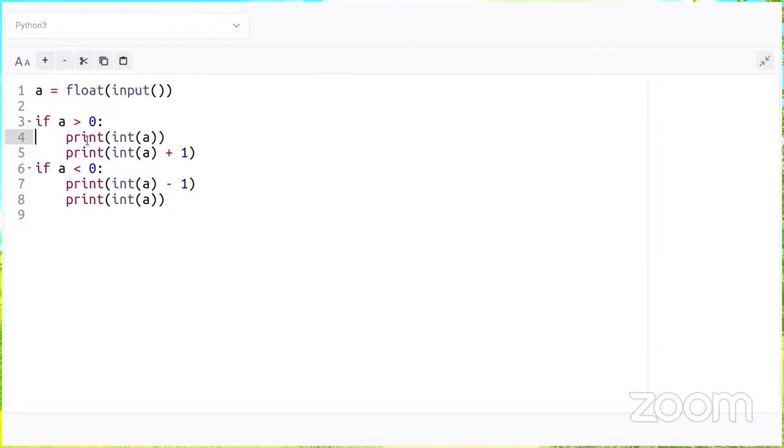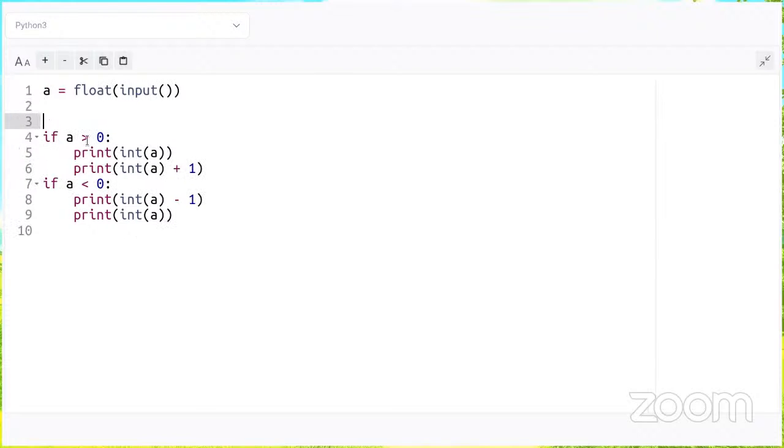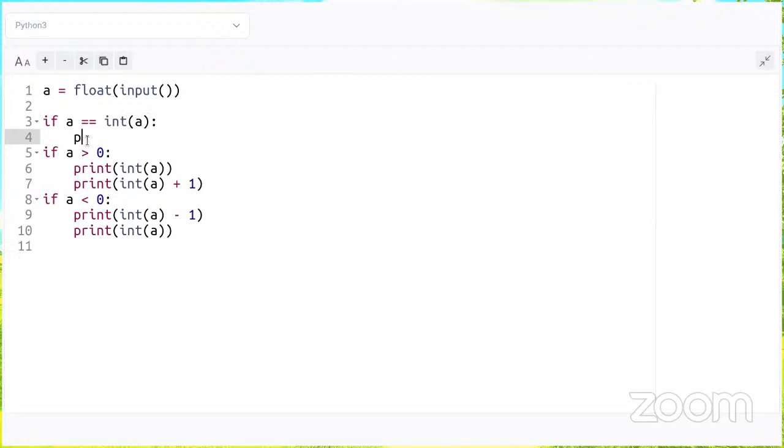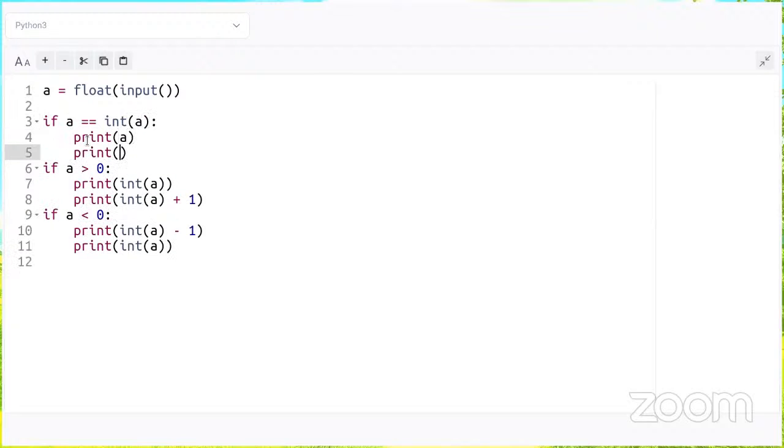Of course, the other case is if a is an integer, right? So if a is double equal to int of a, then I know that a is an integer, so I'll just print a twice. I should make sure that these are all else ifs. Do you see why these should be else if and not if?